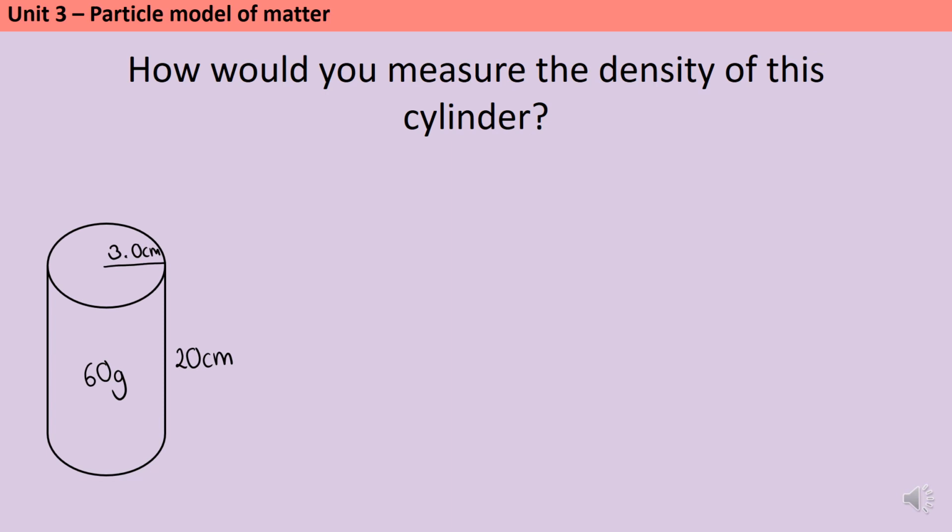We could go through a very similar process if we wanted to work out the density of this cylinder. Firstly, I'd need to calculate the volume, although I'd need to use a slightly different formula compared to the one that I used for the cuboid. And then I would need to measure the mass using a scale or a balance. And then I would be able to calculate the density of the cylinder.